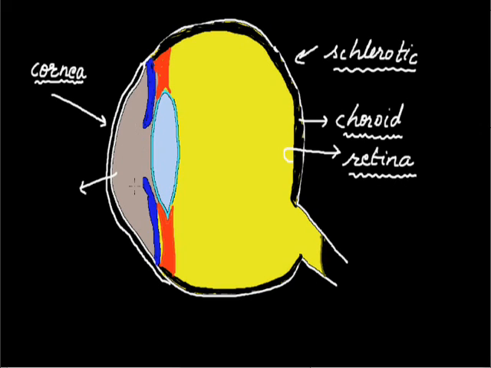Here there is a liquid filled in the eye. This liquid is called aqueous humor. This liquid is a bit denser than the water. Its refractive index is 1.336.